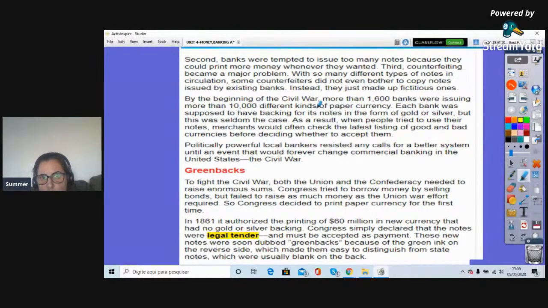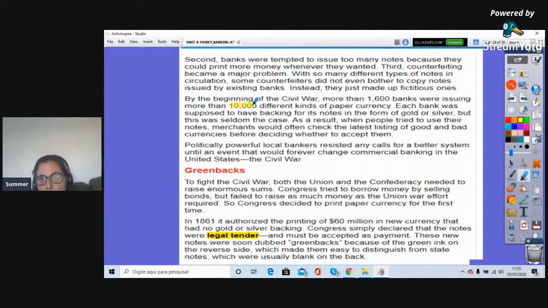So by the end of the Civil War, more than 1,600 banks were issuing more than 10,000 different kinds of paper currency. Can you imagine? 10,000? So each bank was supposed to have backing for its note in the form of gold or silver, but most of them didn't have that.